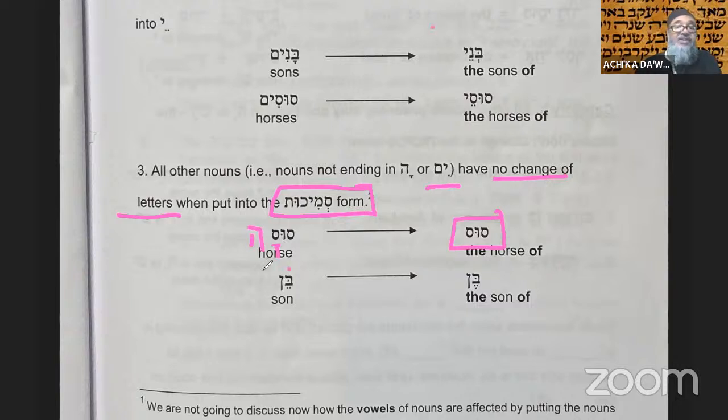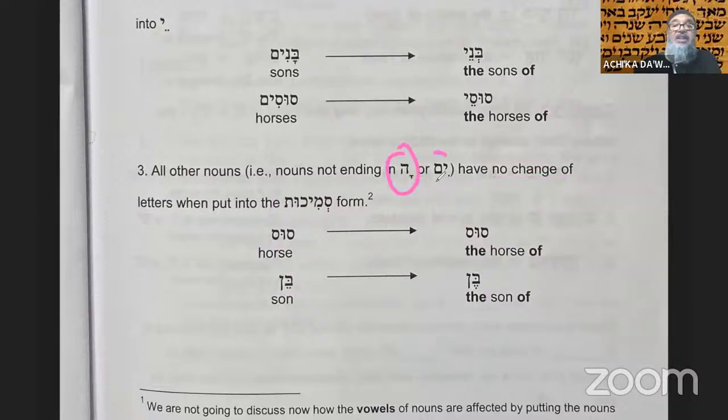Okay. If it's a sofit by itself without the yod, you don't have to change it. It still remains the same. So the only time something needs to be changed is when this is on the end of it and this is on the end of it. This is the feminine that has to be changed, and this is the masculine that needs to be changed.